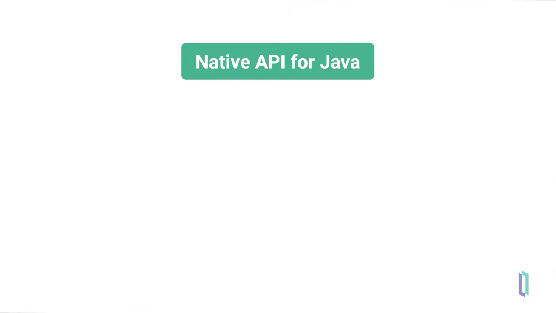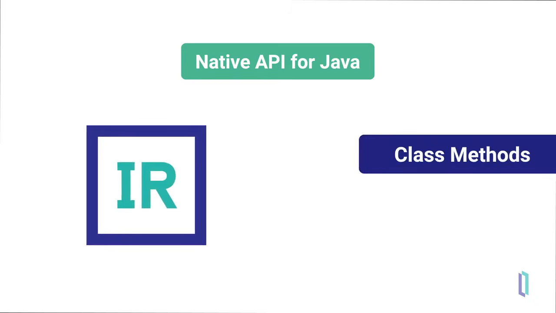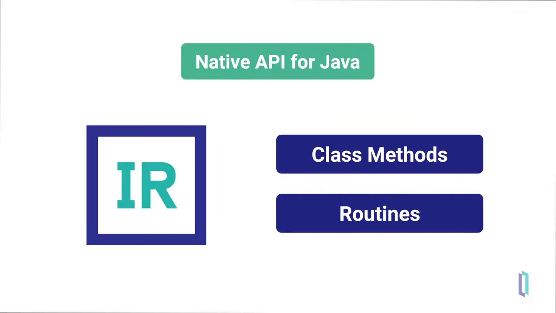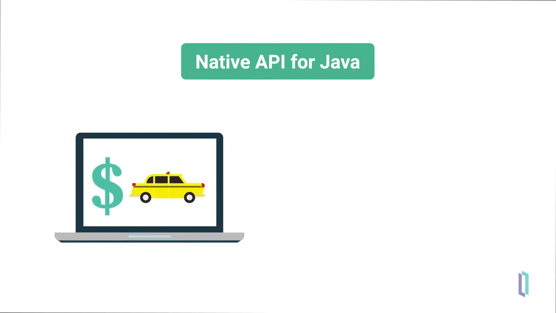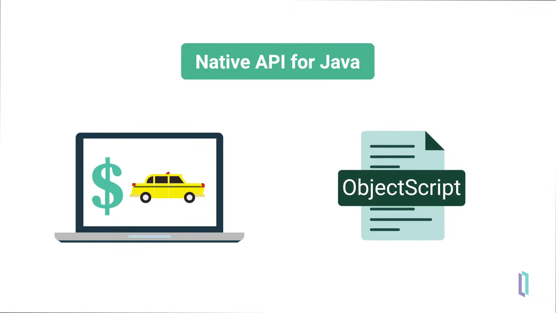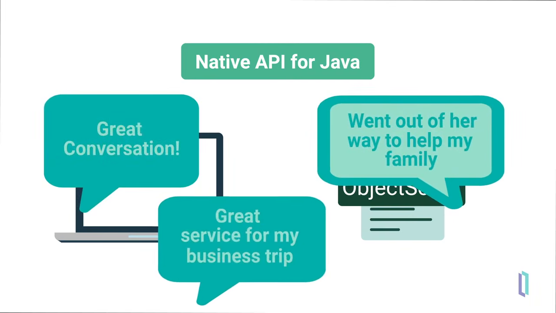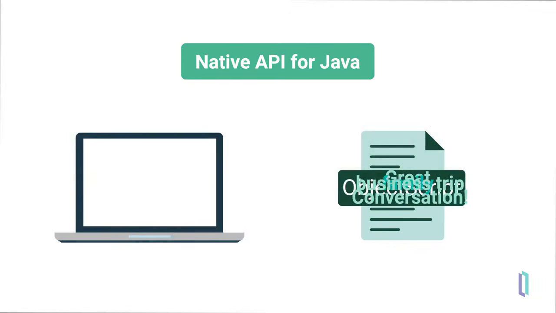Additionally, the native API allows you to call InterSystems IRIS class methods and routines written in InterSystems ObjectScript. So, if your taxi application wants to leverage methods within InterSystems IRIS, perhaps a method written that calculates a predicted tip amount for the taxi ride, or methods already in InterSystems IRIS that allow you to analyze comments and identify top characteristics for each driver, you can call these methods from your Java application using the native API.